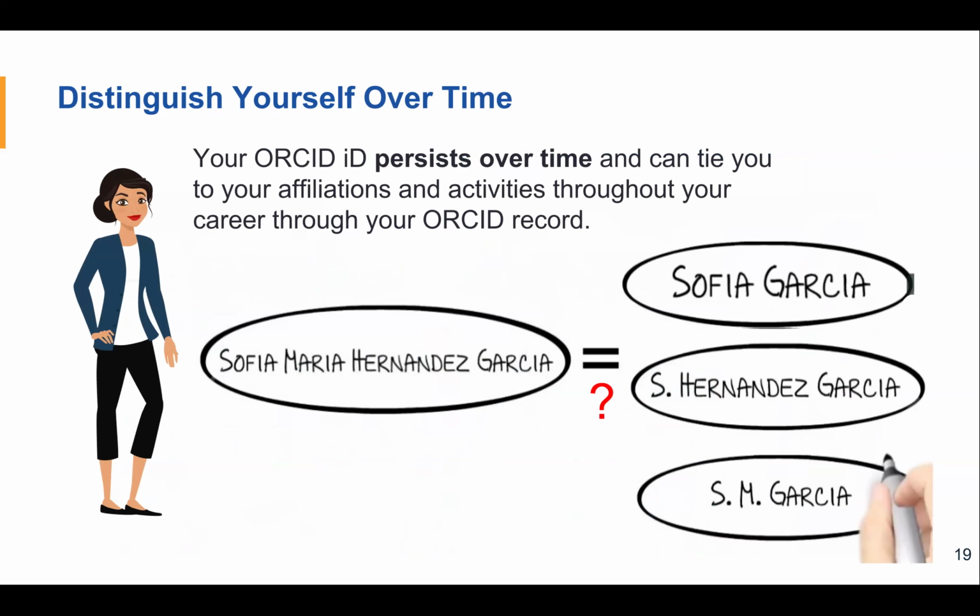The ORCID ID is helpful because if there are other people who share your name, if your name has changed, or if you've used different variations of your name in the past, all of those things can be put in one place with your ORCID ID. So your ORCID ID stays the same and can tie you to your affiliations and activities throughout your career. And all of that is through your ORCID record.